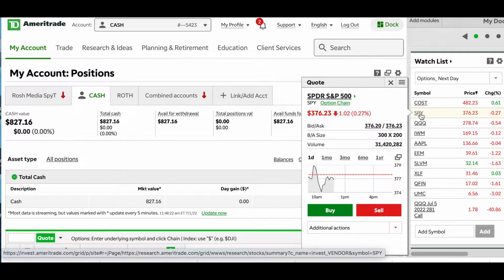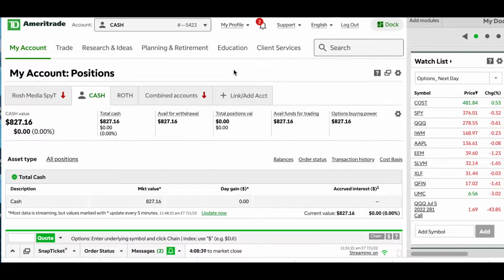SPY is a good one. That's the S&P 500. It's a highly liquid ETF. You have QQQ, IWM, or maybe you want to use Apple. Whatever it may be, it should be, especially in the beginning, a high volume stock or highly traded option that will improve the chances that you get a good price on the buy and the sell of that option.